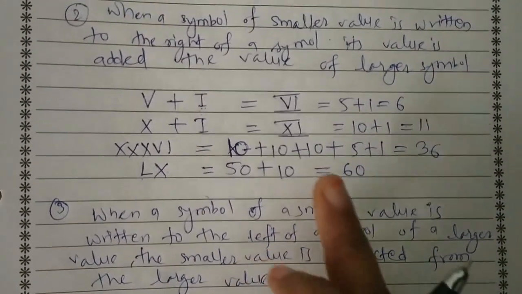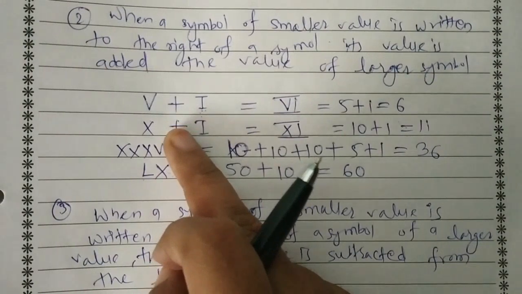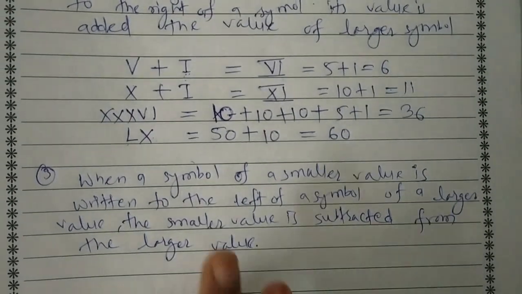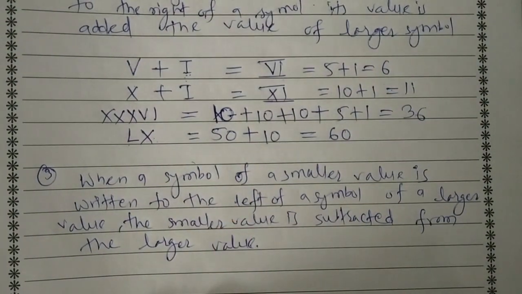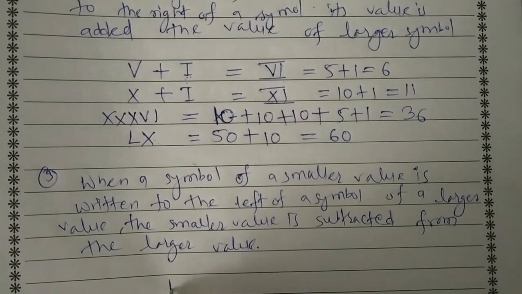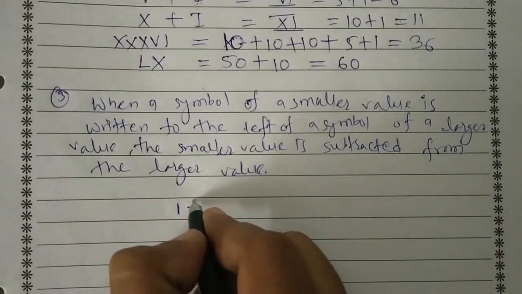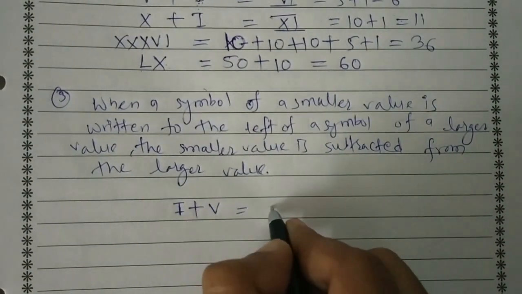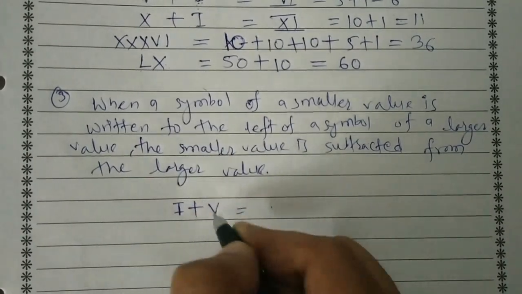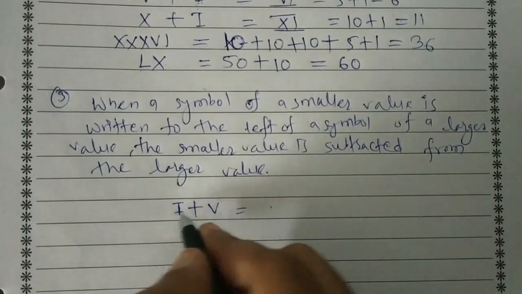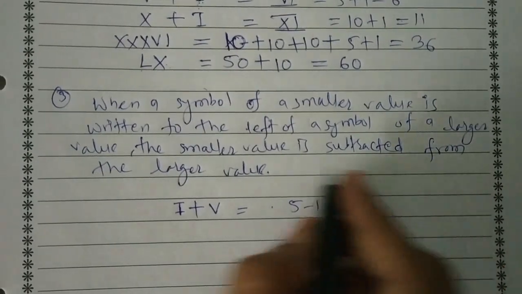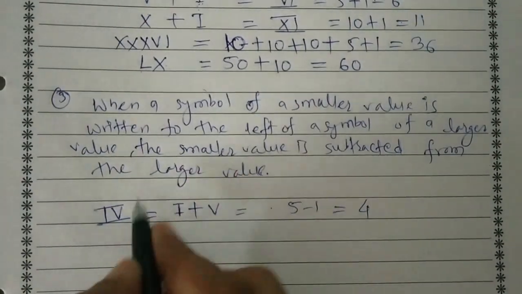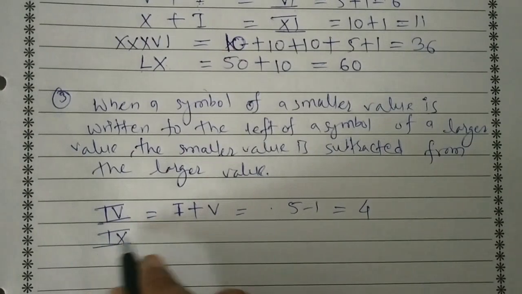Rules are very easy. Just like here, if I am writing the smaller value to the right hand side, it is added to the larger one. So now I am going to write the symbol of a smaller value to the left of the larger value. So I'll do the subtraction. For example, this is I plus we have here 5. Here I has a smaller value. This has 1. This has 5. So we'll subtract. 5 minus 1. That means it represents 4.